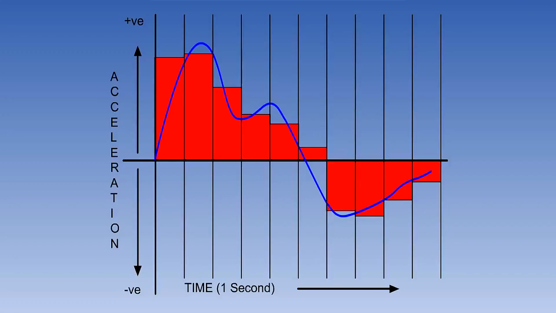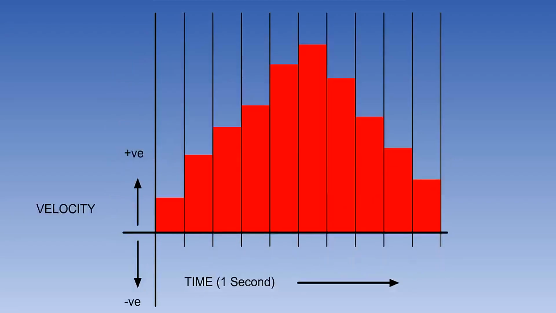Most modern integrators use digital computing. Suppose that over a second the output from the accelerometer is an analog voltage like this. The integrator digital sampler will turn it into this.